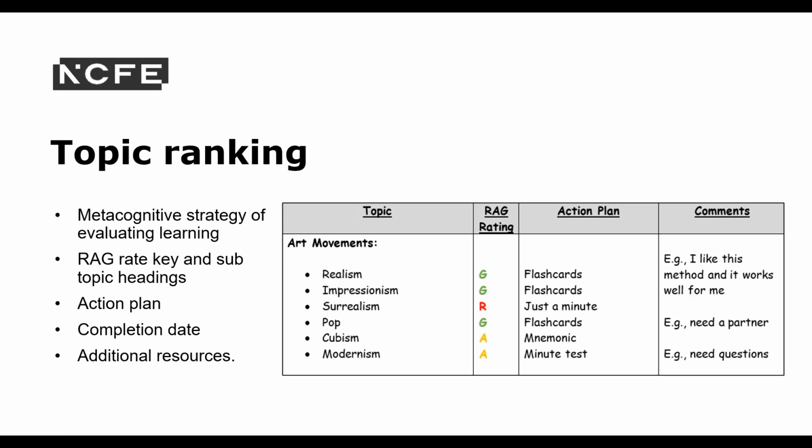I would ask them to use a RAG, or a red, amber, green rating, or a traffic light system, first of all on the subtopics, and then provide a RAG rating overall for the main key topics. Then I would ask them to think about an action plan and make a note of some ways that they could improve their RAG rating. I also included a comment section for them to add anything further, like a date to action by, any additional resources they needed, and whether it worked well or not, and if not, why not.